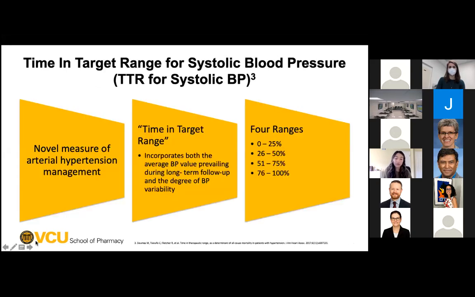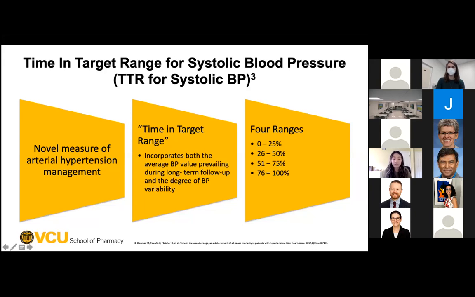So time in target range for systolic blood pressure, I'll be referring to this as TTR for systolic BP. It's a novel measure of arterial hypertension management, and time in target range incorporates both the average BP value prevailing during long-term follow-up and the degree of BP variability. It's separated into 4 separate ranges: 0 to 25%, 26 to 50%, 51 to 75%, or 76 to 100%.